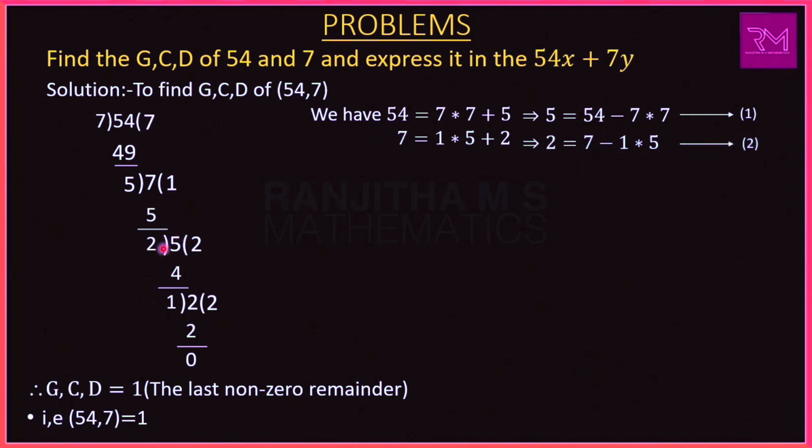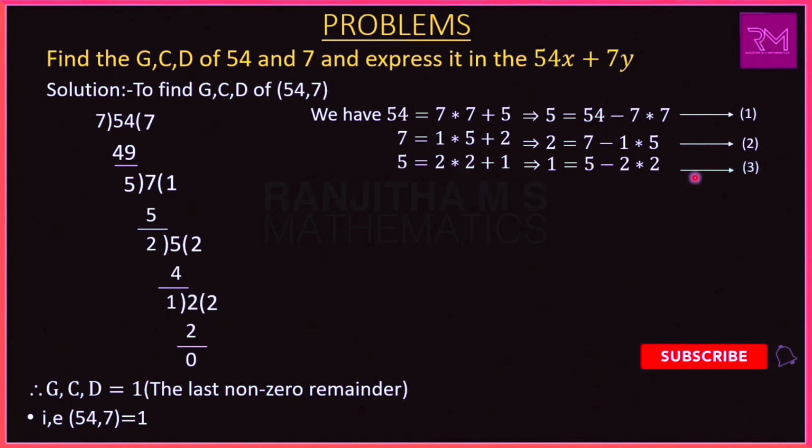Also we apply the division algorithm method for this division, that is 5 equals 2 into 2 plus 1. Here 5 is the dividend, 2 is the divisor, 2 is the quotient, and 1 is the remainder. So 5 is equal to 2 into 2 plus 1, or 1 equals 5 minus 2 into 2. Call this equation number 3.